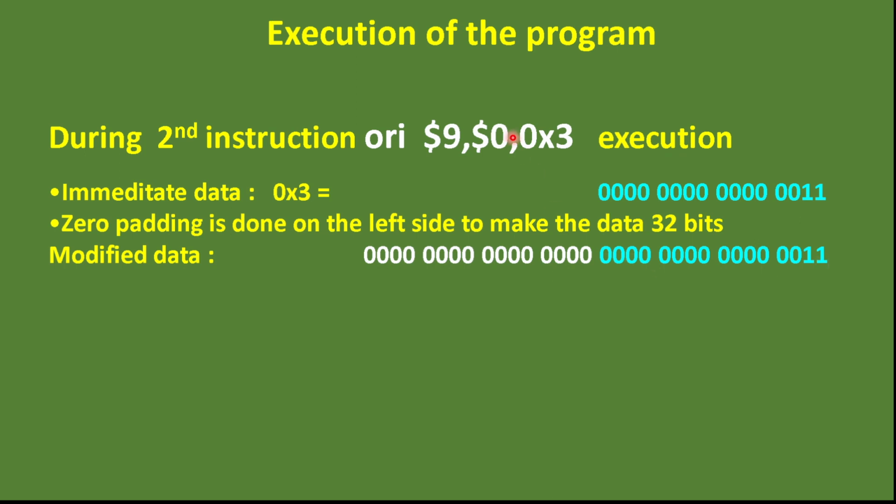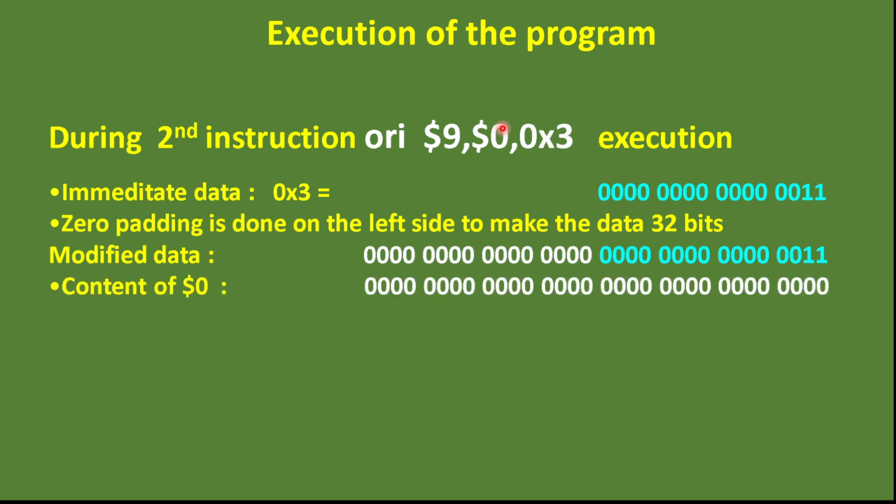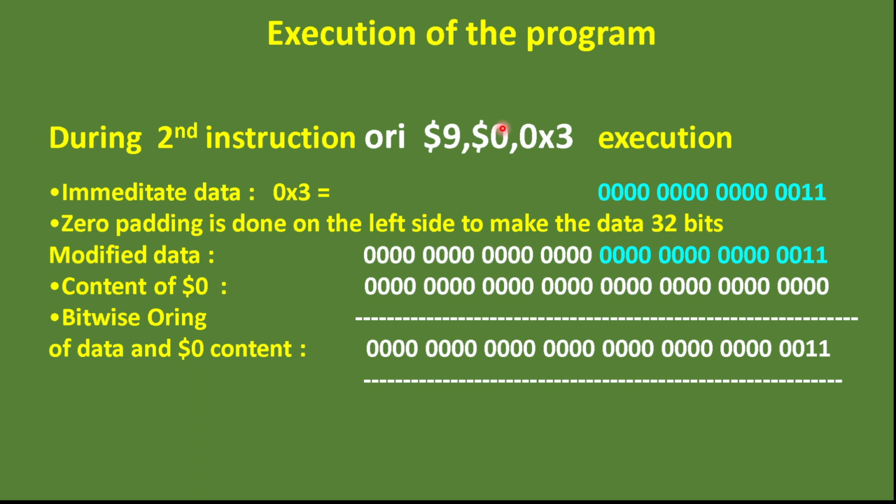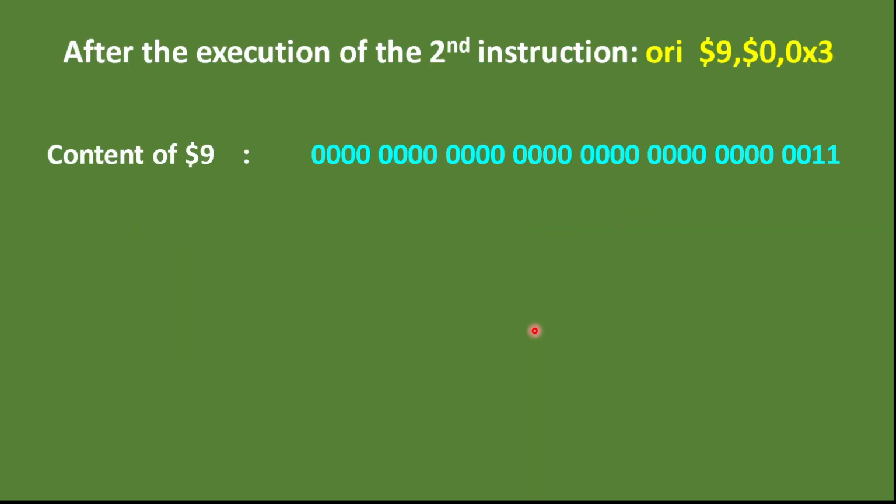And we have this $0, or zero register. So these two values are actually ORed. So the zero register content is taken, and ORing is done between these two, that means the data and the $0, register 0, and you get the result. And this result will be moved on to $9, which is your destination register in the case of the second instruction.